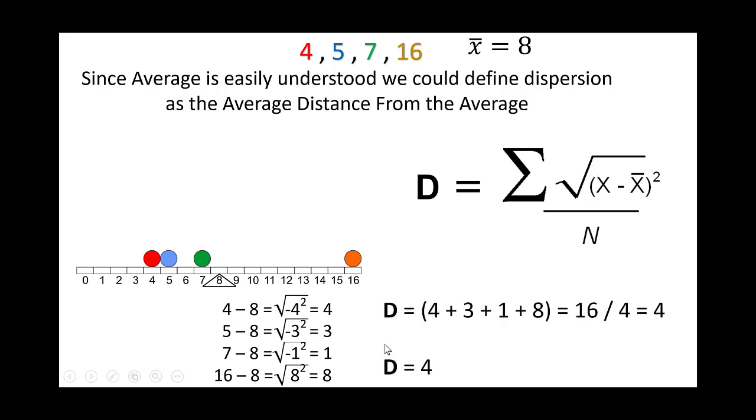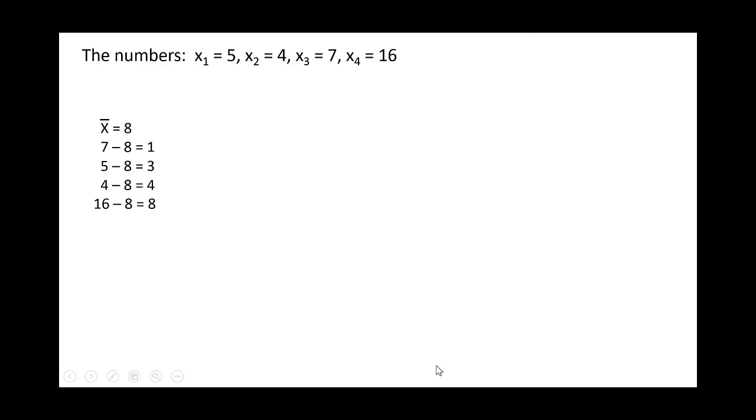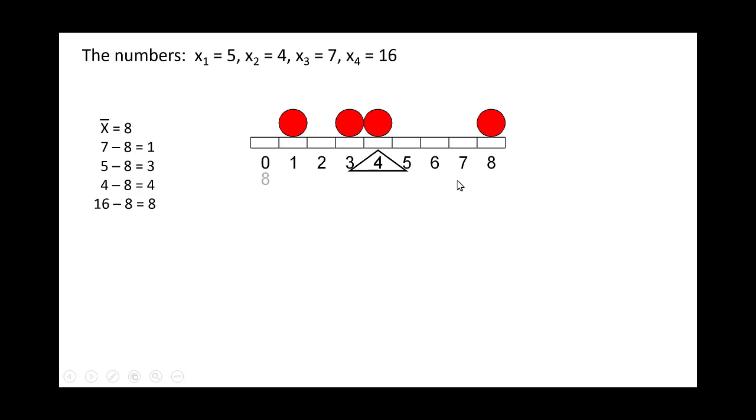Okay, now we can sum these up. So I've got 4 plus 3 plus 1 plus 8 equals 16. And then divide by 4 because we've got 4 pieces of data, and that gives me an answer of 4. So D, or dispersion, equals 4. This is what it would look like on a balance bar. It's saying my average dispersion is 4 with the range on the balance bar here.